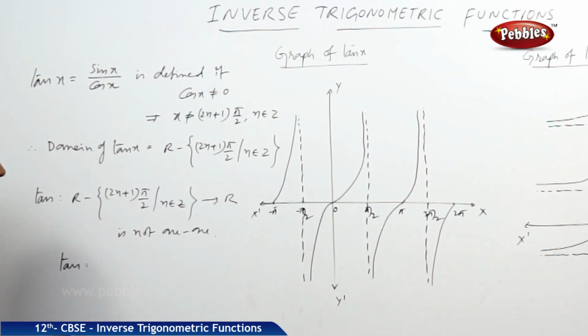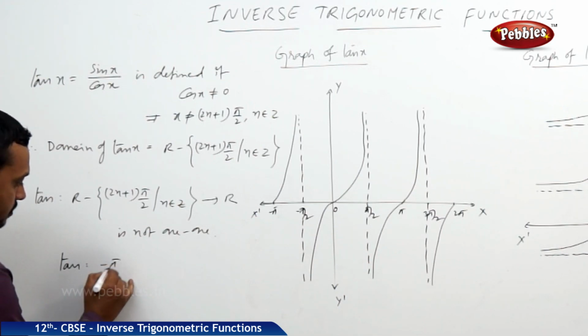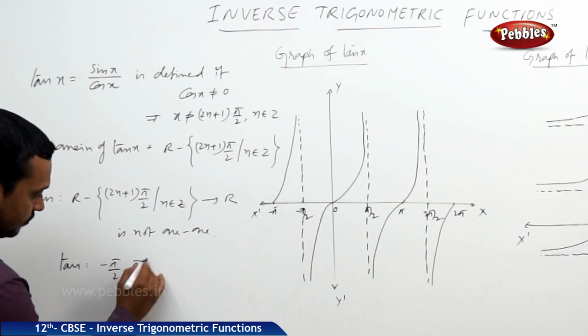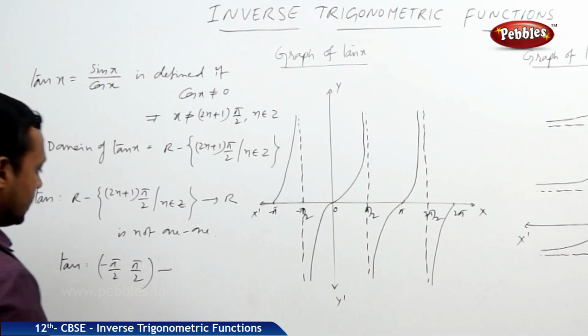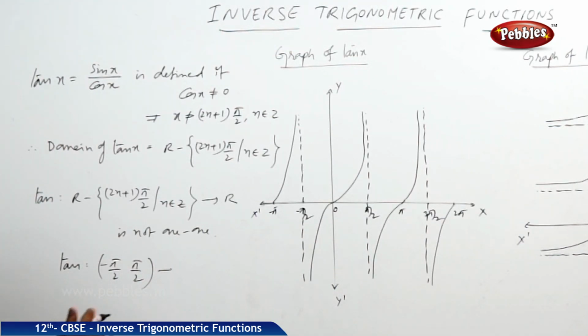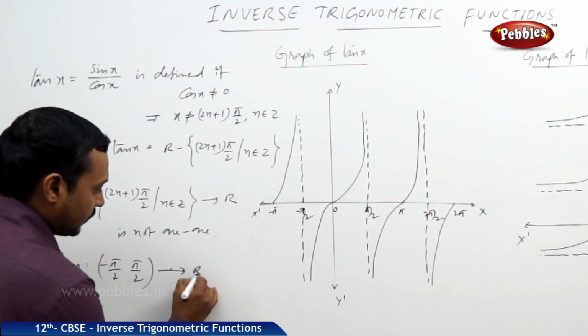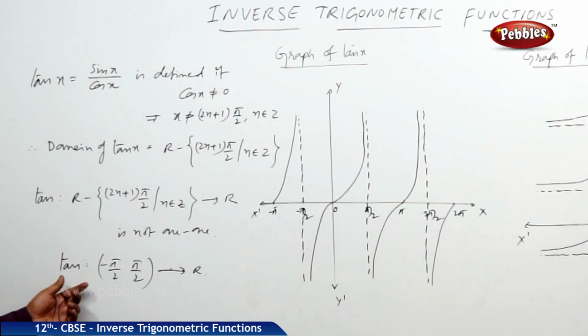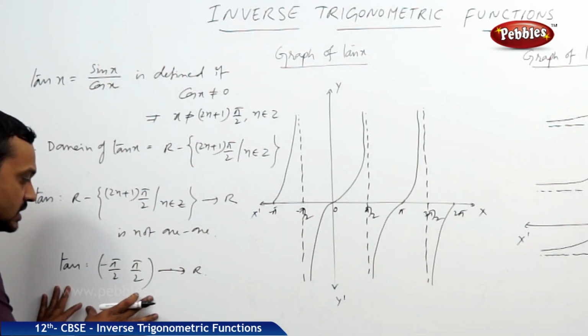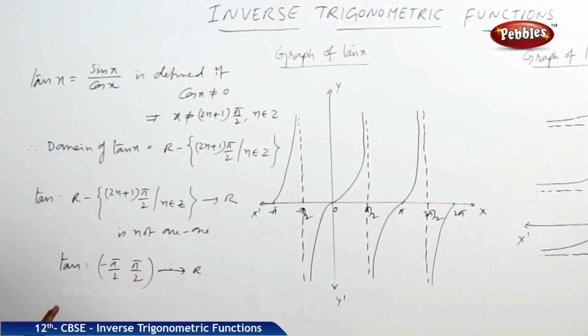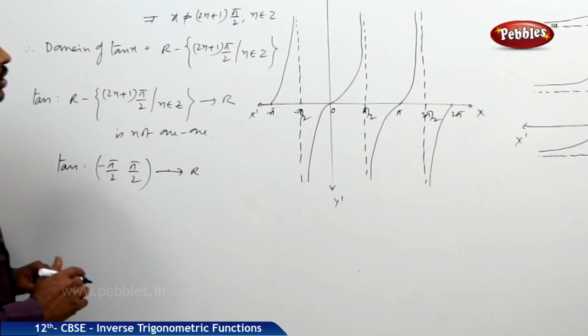Now, the domain is to be considered as minus pi by 2 to pi by 2, open interval, to R, the set of real numbers. Look here, tan maps minus pi by 2 to pi by 2 to R. Is it a function? Now let us know the graph of tan x first of all.